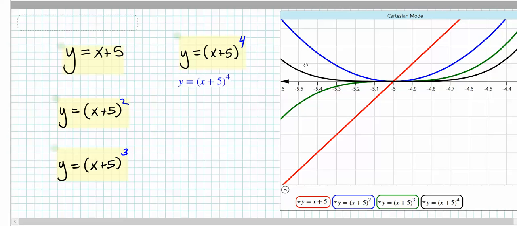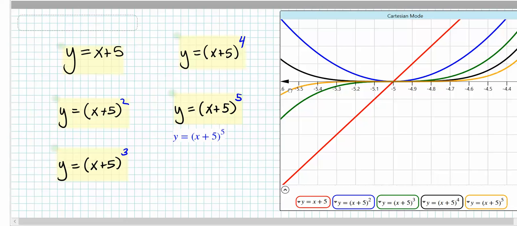(x plus 5) to the 5th. Yeah, the 0 is still going to be negative 5, but look what happens. It actually goes through. You can't see it. The orange one, right? Okay, so what are we summing up here? What are we saying here, right?